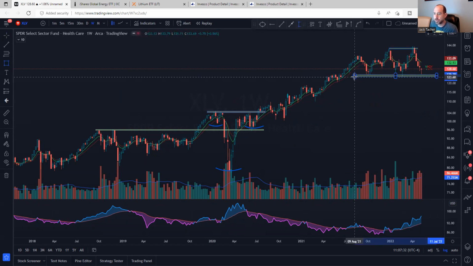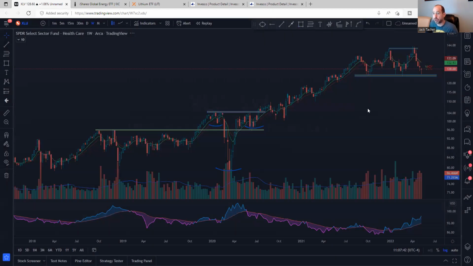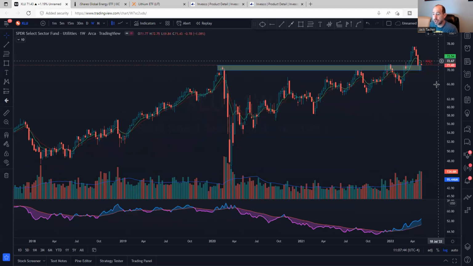So maybe this holds, maybe it pops back up. I don't know. It's very possible. But because it's set up like this, I can't do it. Can't put it on there. Let's look at XLU. So XLU, retesting the breakout.